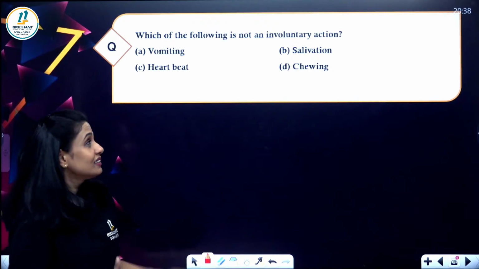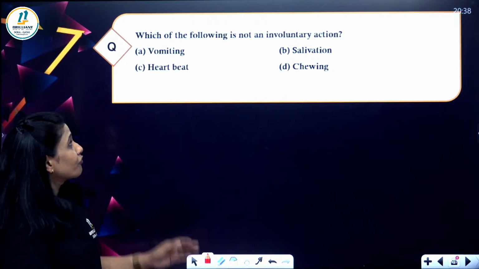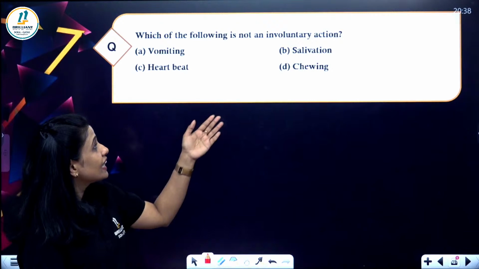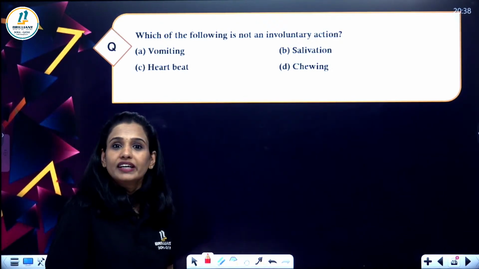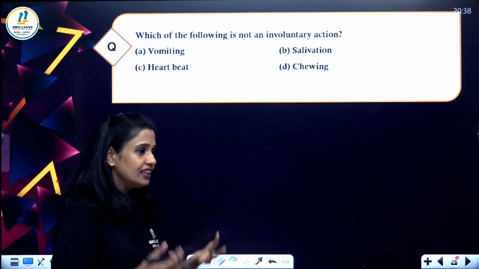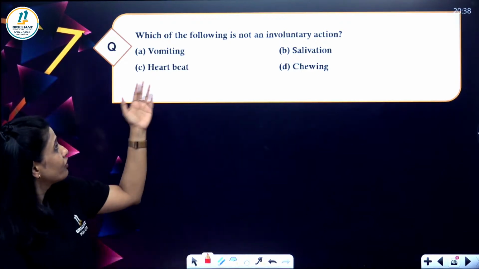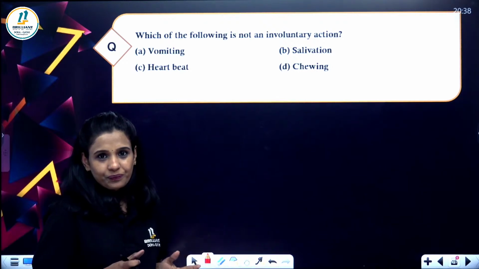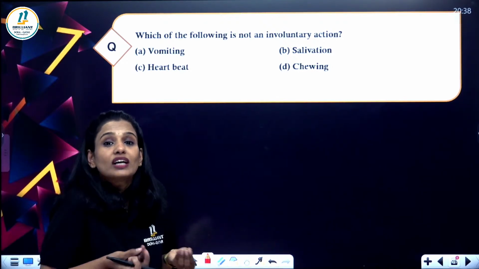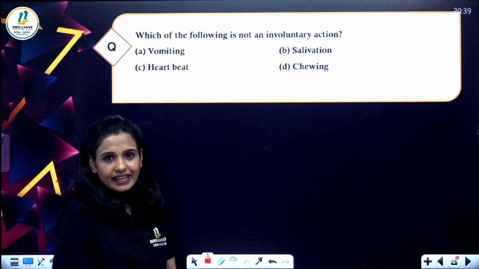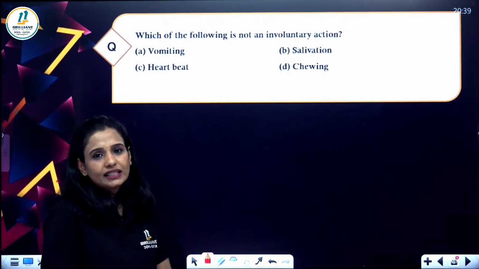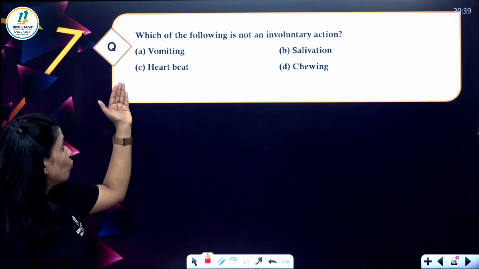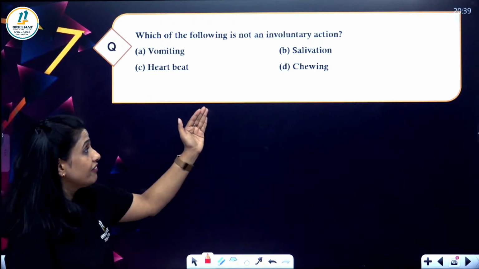Next question is there. Which of the following is not an involuntary action? Very easy question. That means it should be a voluntary action, right? Which of the following is not an involuntary action? The options given are: vomiting, heartbeat, salivation, chewing.